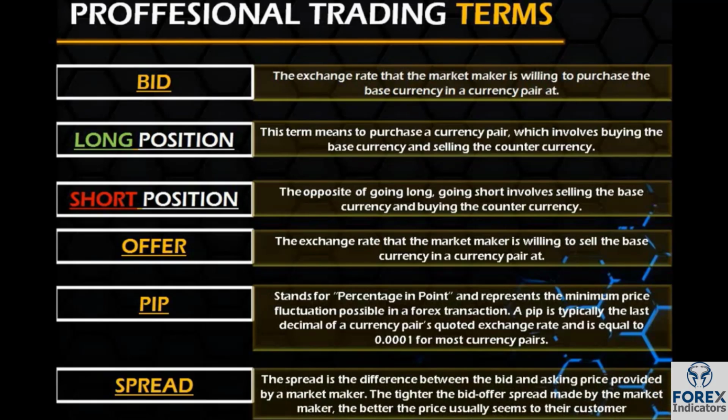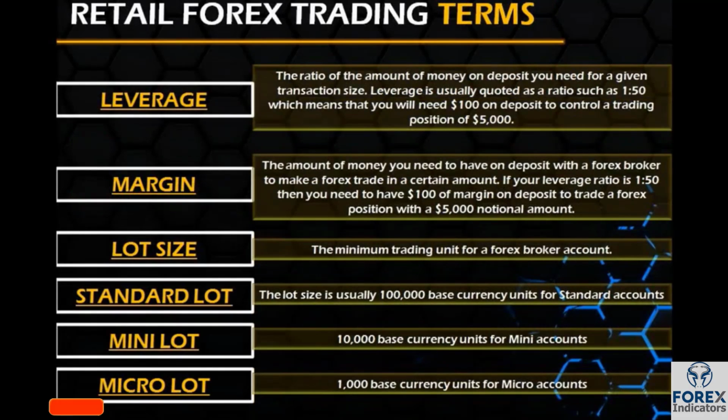And then we have a spread. Again, we explained that in our previous lesson. The spread is the difference between the bid and the asking price provided by a market maker. The tighter the bid offer spread made by the market maker, the better the price usually seems to their customer. Some brokers actually offer zero spread. If you go onto our website, you'll find some of the brokers we use, some of them actually offer zero spread, which means there's no difference that they are charging between asking and bid price.